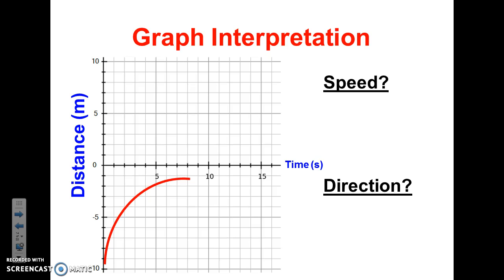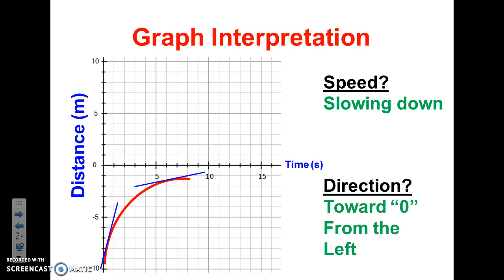Okay, now I have a fast slope again to a slow slope. So I'm going from fast to slow. That means I am slowing down. My direction now, I'm getting closer to my 0 point. But because I'm on the negative side of the graph, that means I'm coming in from the left.